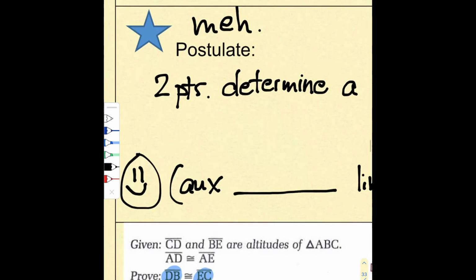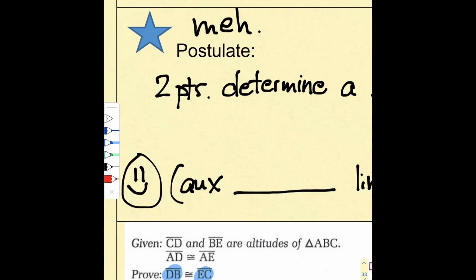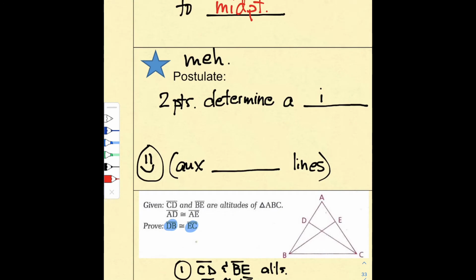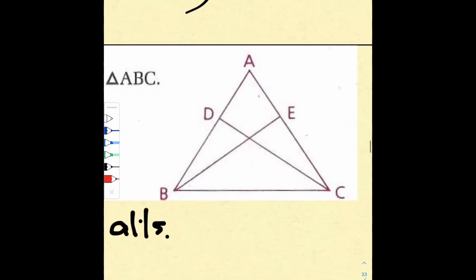And now, quick postulate here. I think when you write down why can you draw the line, you're going to say, because I can draw auxiliary lines, because Mr. Larson said I could. And that's because we have a postulate that says you can always draw a line between any 2 points that you want. Okay? So 2 points determine a line. And we can pick whichever random 2 points we want in a triangle.